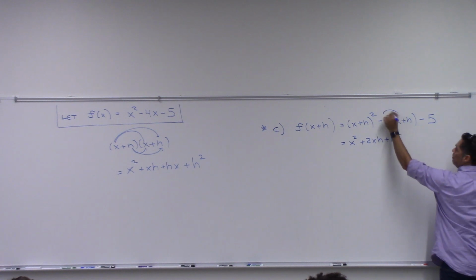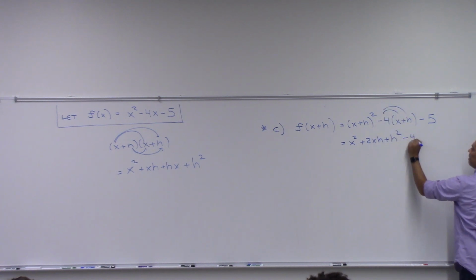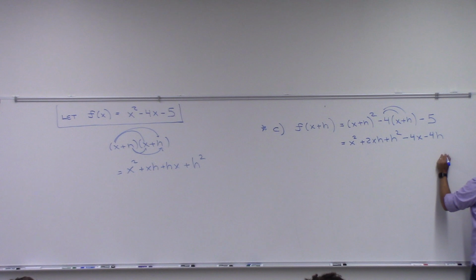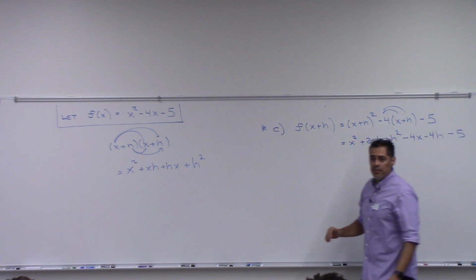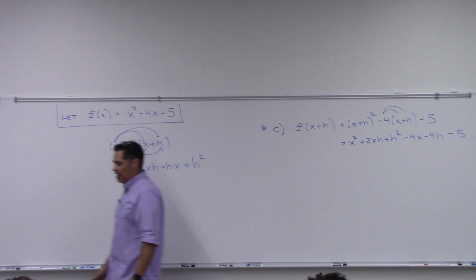Then I distribute -4x minus 4h, and that's done, -5 there. Can I put any of this together? No, there's no like terms there. So just leave it alone. That's your answer. Yes, I know it's ugly.